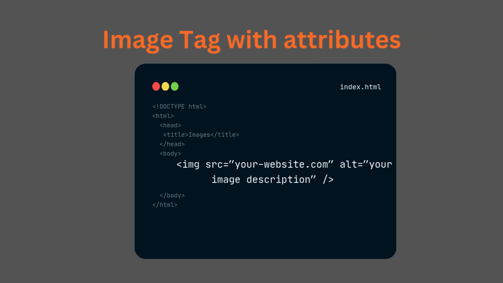Let's put it all together now. Here's how you can add an image with both the source and alt attributes.